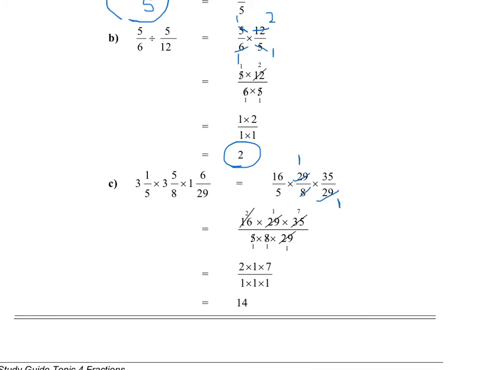There's a factor of 8 here. 8 divides into 16 twice. 8 goes into 8 once. And there's a 5 here. 5 goes into 5 once. 5 goes into 35 7 times. So you can see the importance of knowing your times tables here. And of course, now we only have 1s in the denominator, so our answer in the denominator will be 1. And in the numerator we have 2 times 1 times 7, so final answer of 14.